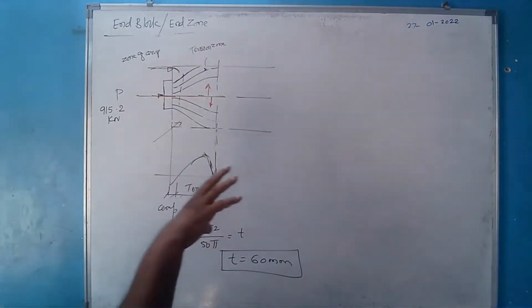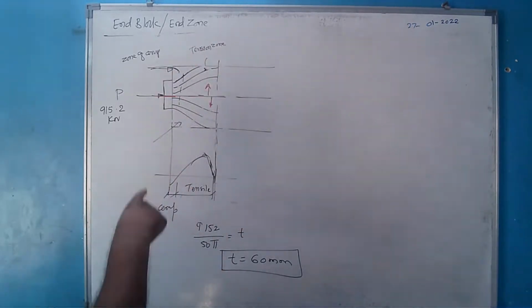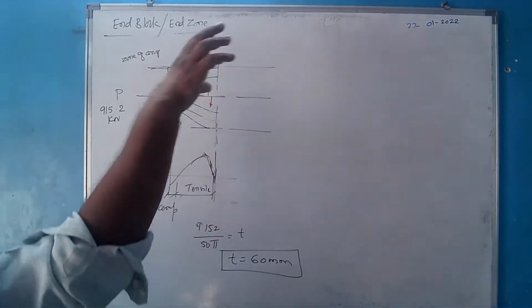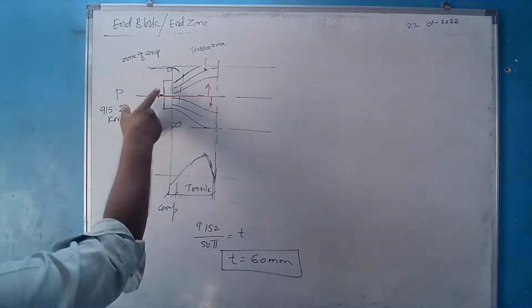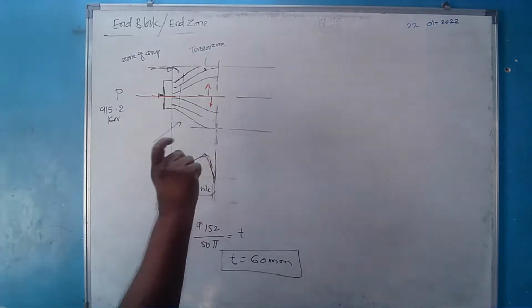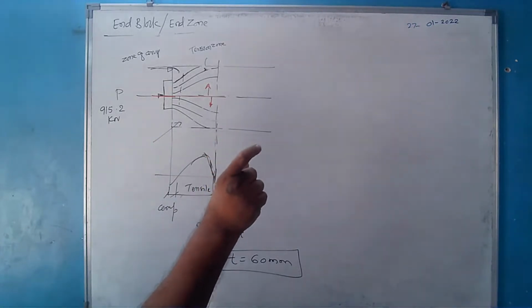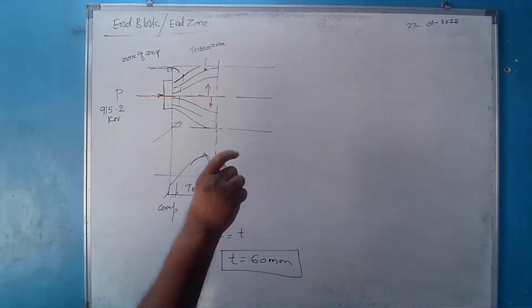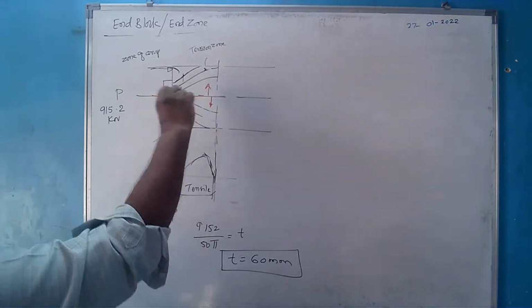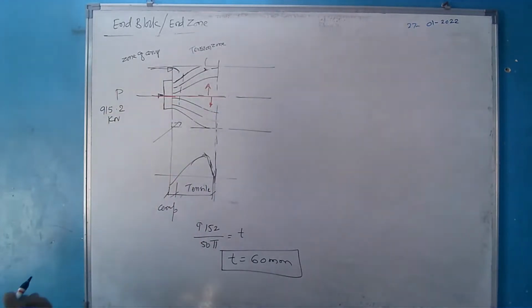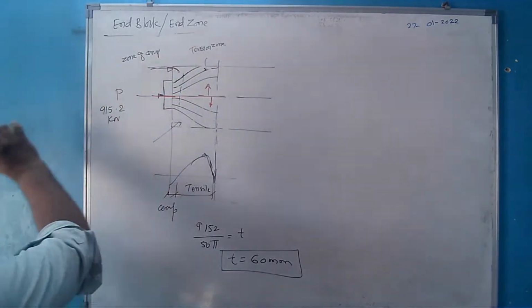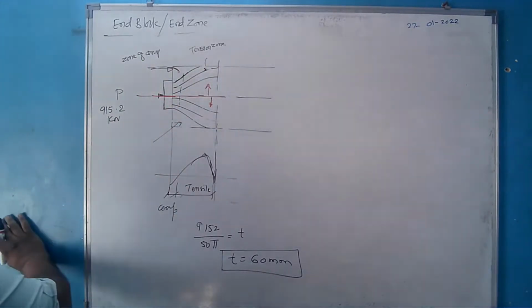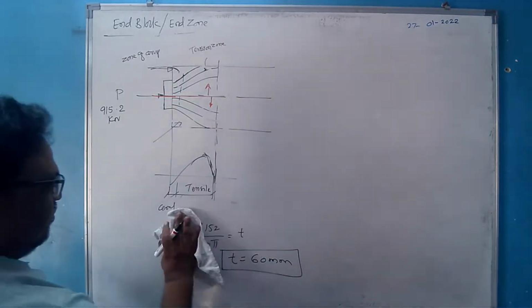So as to avoid the punching of the plate, we need to provide a suitable dimension of the plate such that the stresses must be within the permissible limit. So as to avoid the shearing of the plate, we need to provide sufficient thickness of the plate so that it shall not get sheared off. Third, to avoid the bursting, we need to provide reinforcement in this region. This is called the end block or the end zone. In this region, we need to provide the bursting reinforcement.